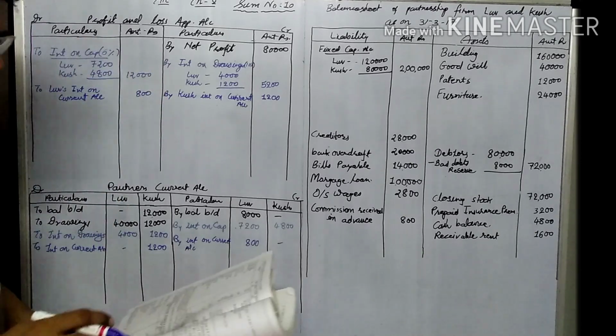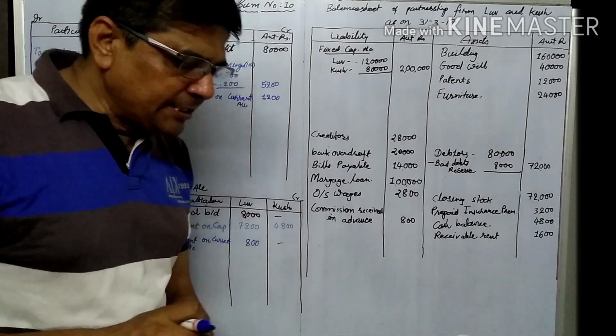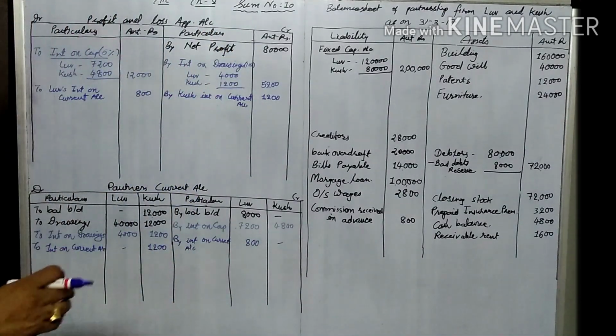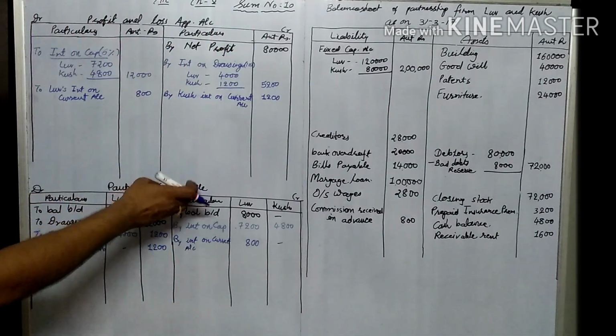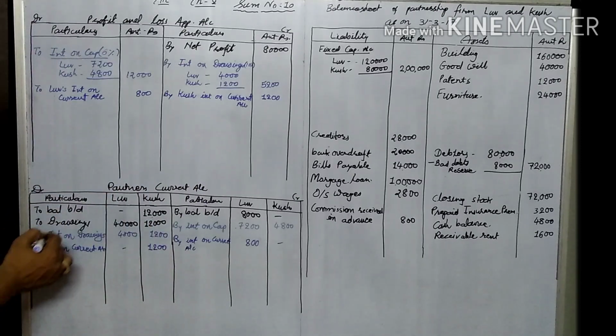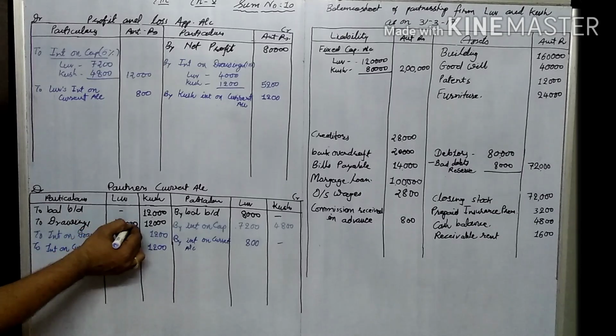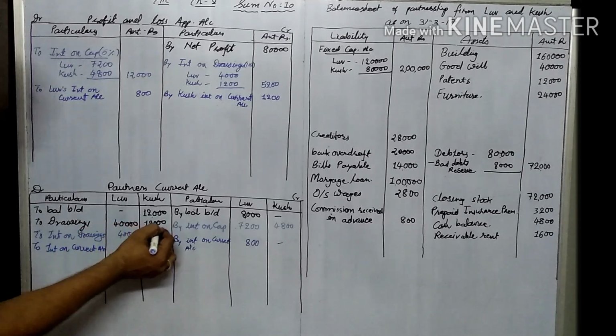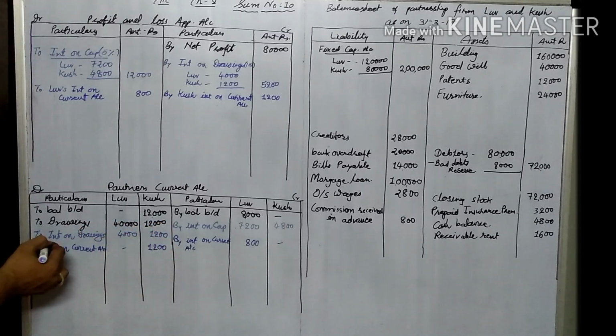Now the second part of the adjustment is interest on drawings at 10%. Now look here, the drawings in partners capital account on the debit side are given 40,000 and 12,000. Now we have to take 10% of that. So 10% of 40,000 is 4,000 and 10% of 12,000 is 1,200. That is interest on drawings.